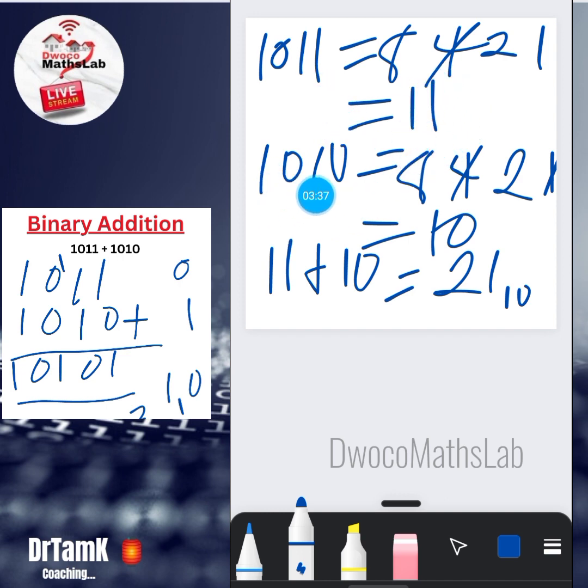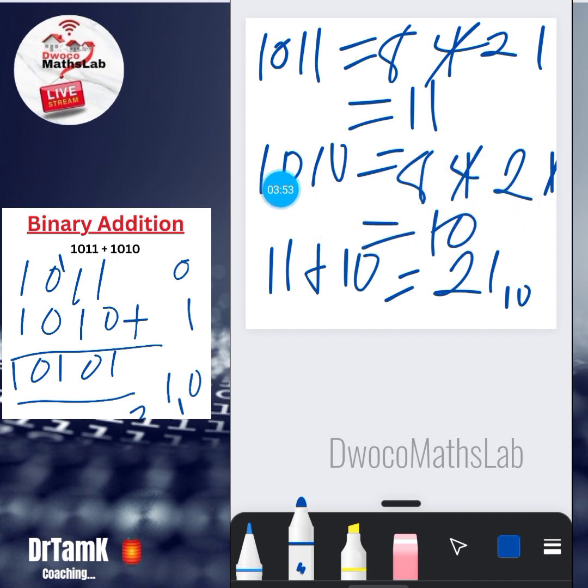Now what about 1010? 1010 to base 10. What do you do? Again, the same thing. We have 1, 2, 4, 8. By taking to power, 2 raised to power 0 is what? 1. 2 raised to power 1 is 2. 2 raised to power 2 is 4. 2 raised to power 3 is 8.